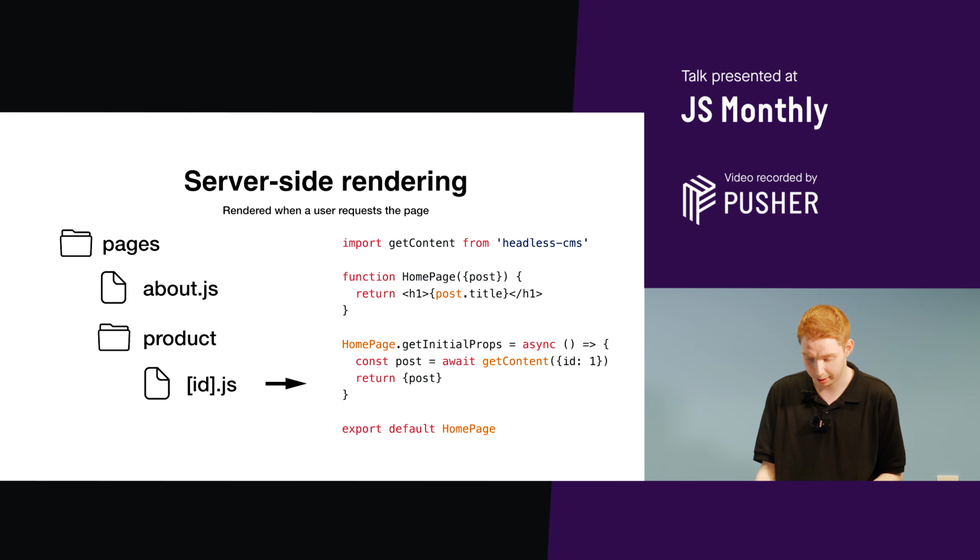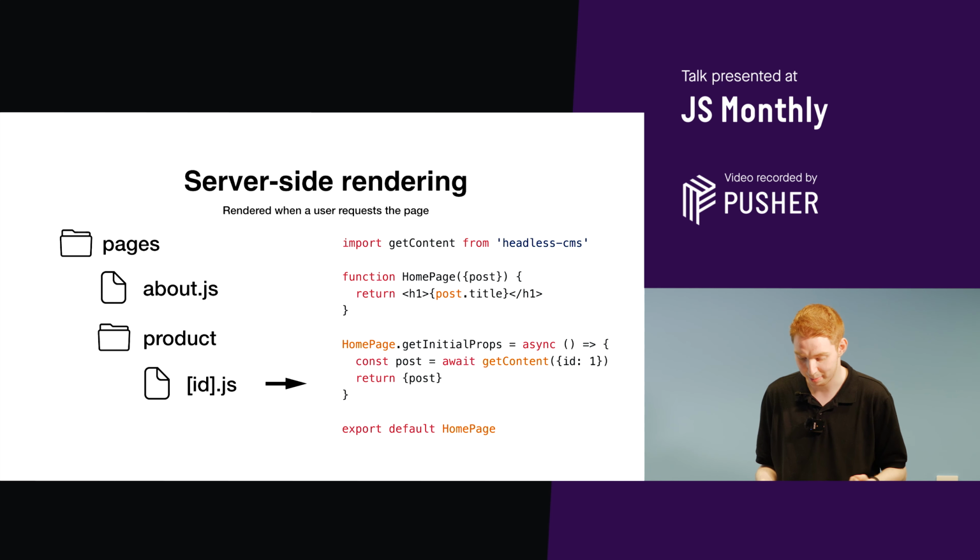Then there is server-side rendering, which means that you render when a user does a request. So every single request that comes into your server, it will do some data fetching logic. Like in this case, we have this special method called getInitialProps to get all your data. And if it's there, we basically assume that the page is going to be server-side rendered.